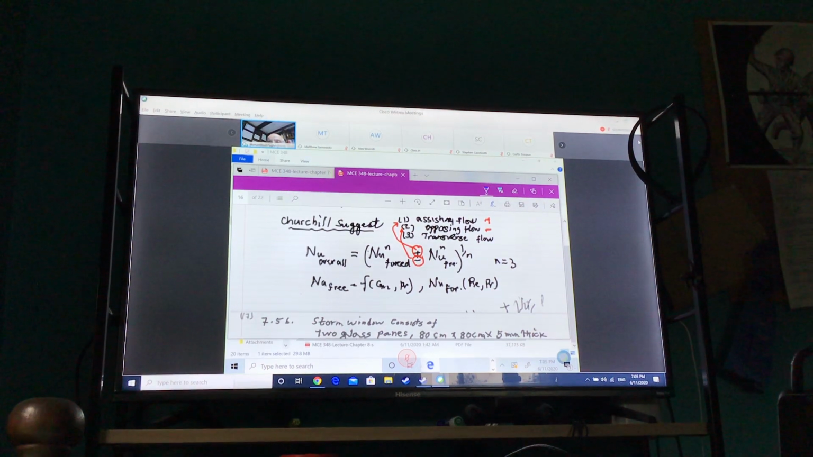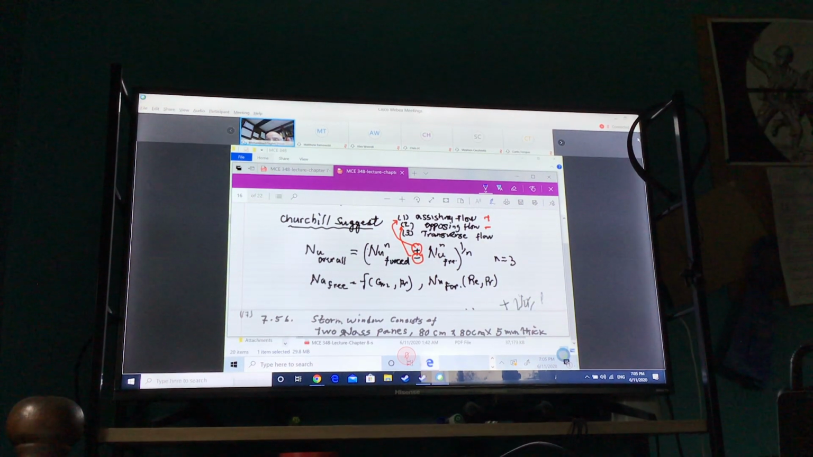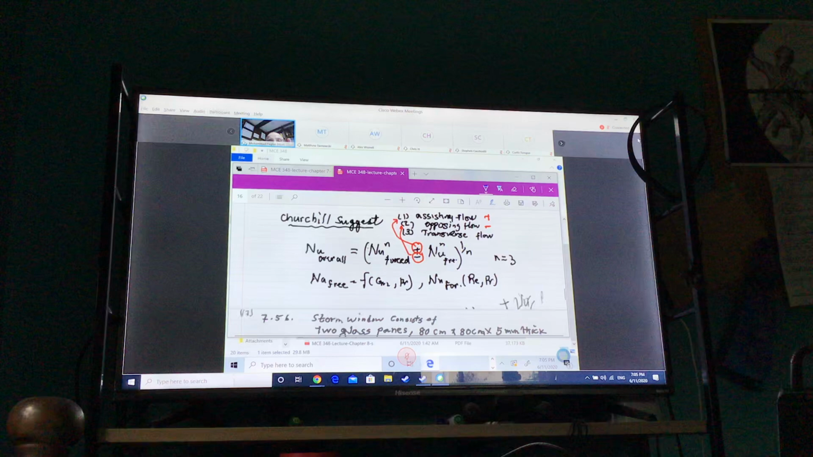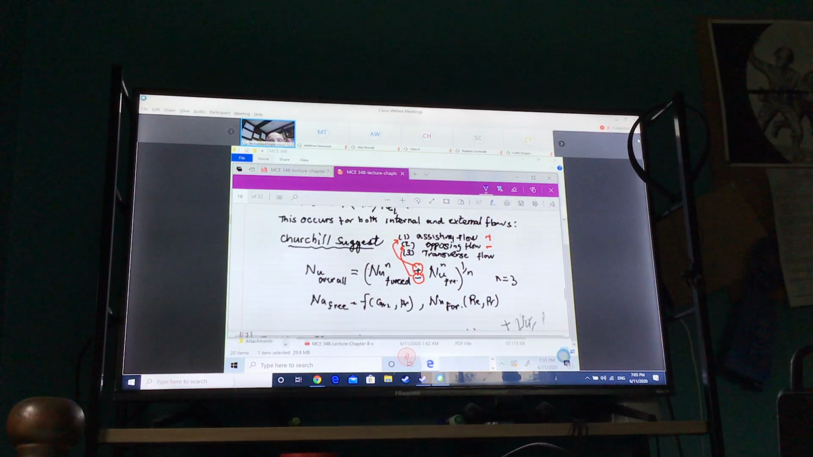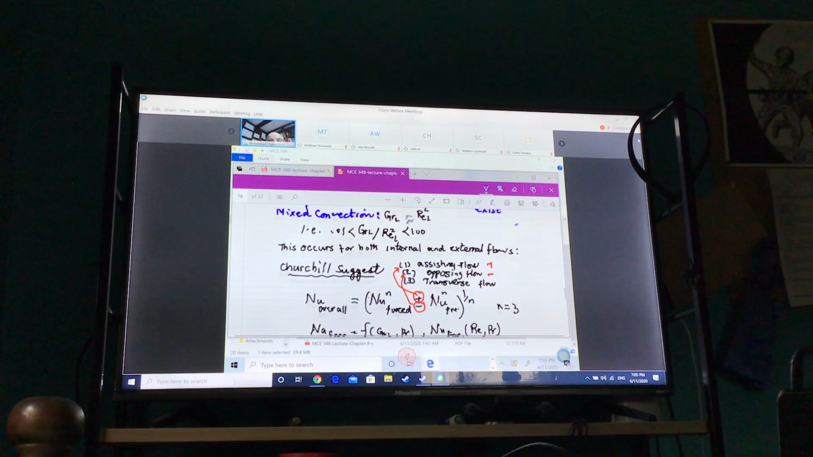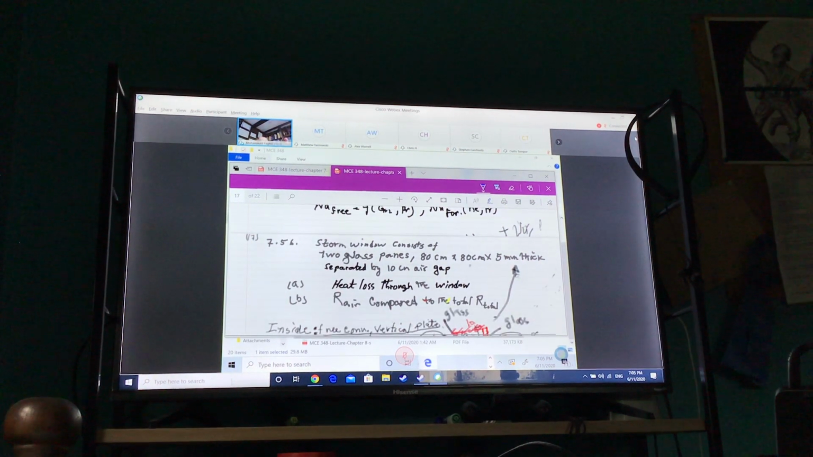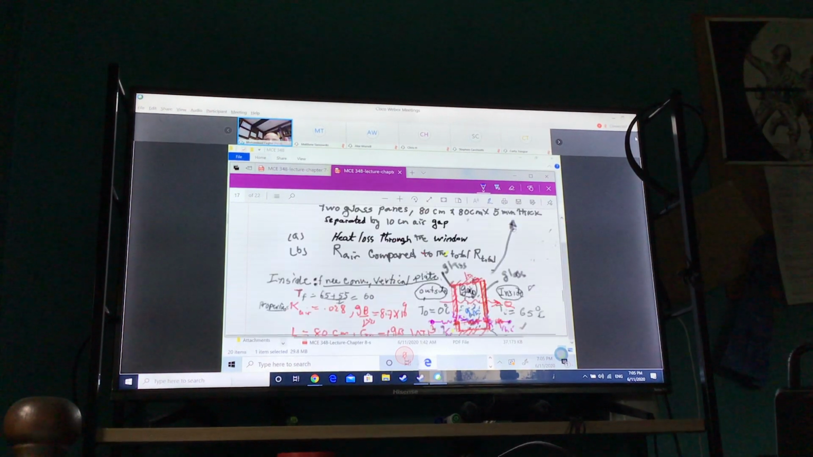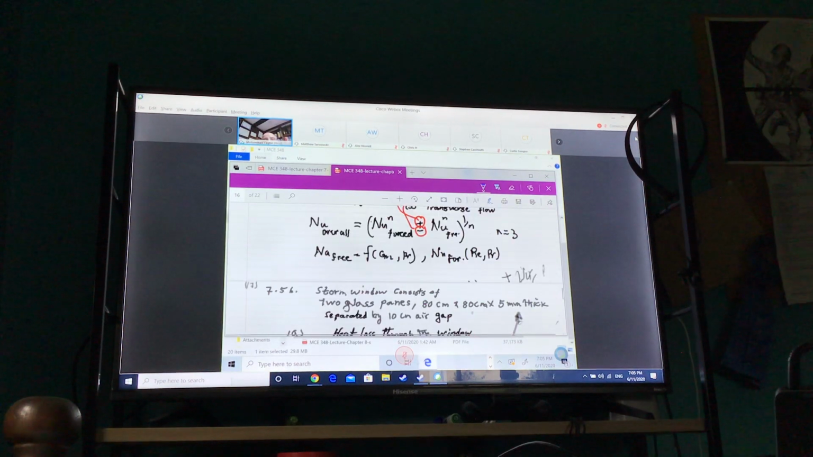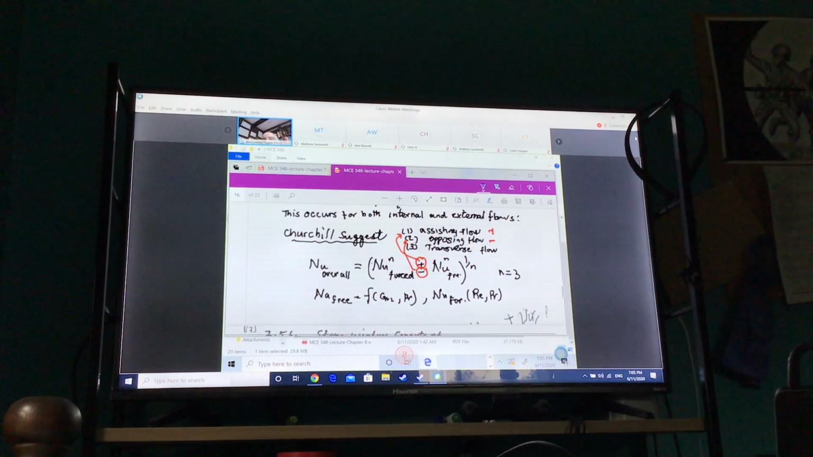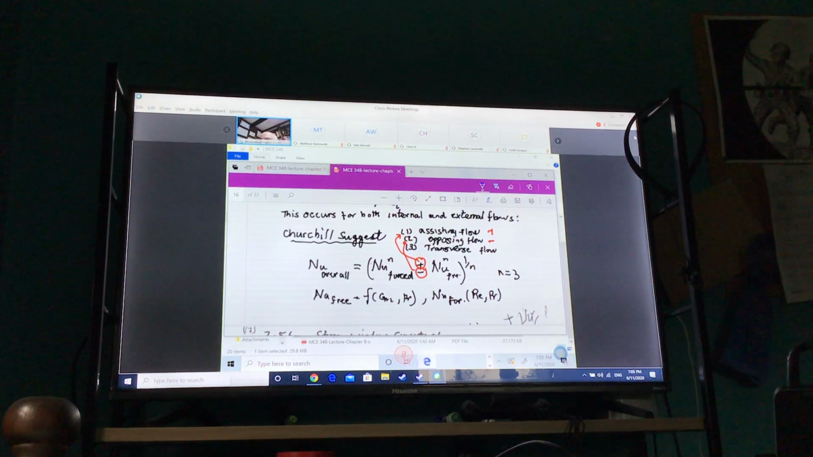So depending on the situation, you would use that. We didn't assign any of this problem, but these are mixed convection. Now, with that said, this is all the correlation I want you to know. I suggest the correlations important for you to know.